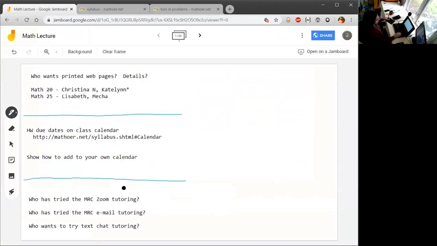Okay, lastly, I'm curious what the MRC, Math Resource Center, tutoring is doing. They're offering Zoom tutoring. Has anyone actually tried that yet? They just started yesterday offering email tutoring, and I suggested people try that. They are going to offer text chat tutoring, but I haven't got that set up yet. So I am wondering how well that's working. Who has tried it? Has it worked? Has it not worked? Are there any surprises that we should warn our classmates about while we're all here together? Either talk out loud or use text chat, but how is that going?